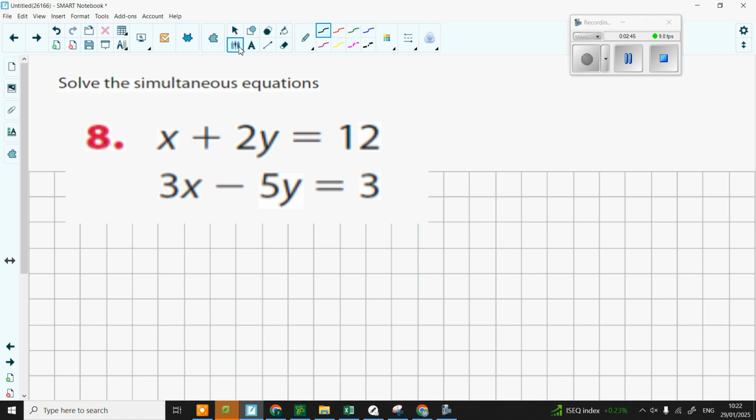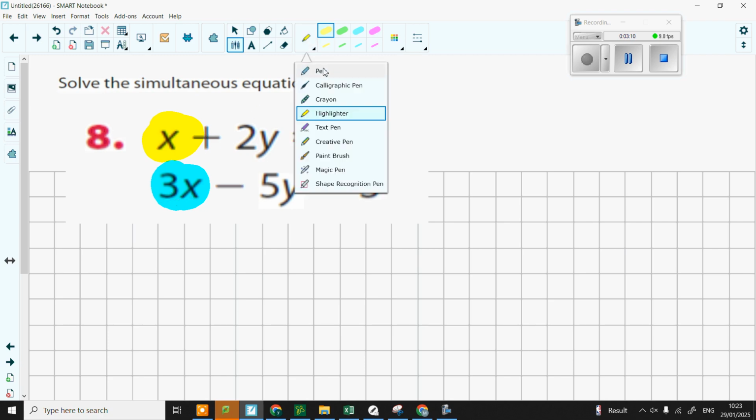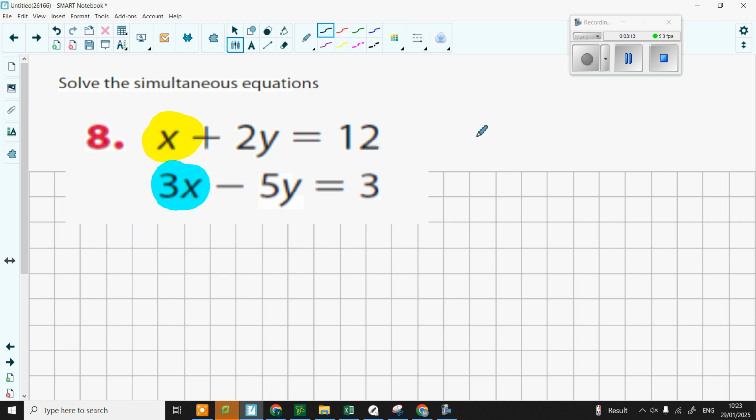Okay. So the first thing I'll ask you is, what makes 3x disappear? What would make that disappear? A minus 3x, wouldn't it? So my goal is to turn this yellow one into minus 3x. Because I'd like it to turn into minus 3x. And then they can cancel each other, can't they? Now, how do I turn x into minus 3x? What do I need to multiply by?